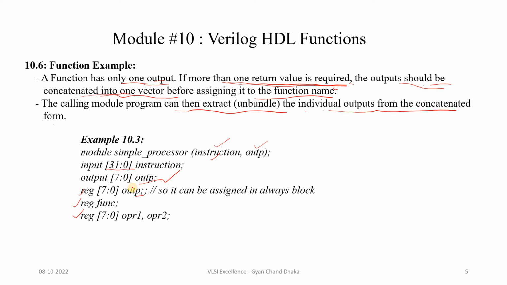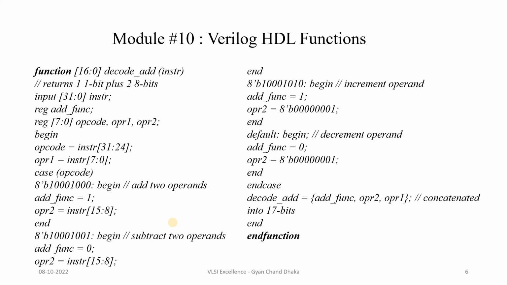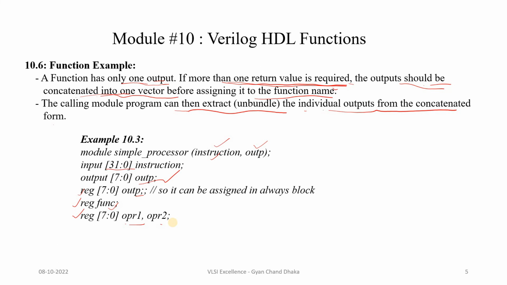This is nothing but our output variable, which is a type of register, and then we have some internal variables, which are func and two 8-bit variables, operand 1 and operand 2, that we have declared. Now this is nothing but a normal instruction decoding unit. Here we will get one instruction, we have to decode that instruction, and based on that we have to generate the output.